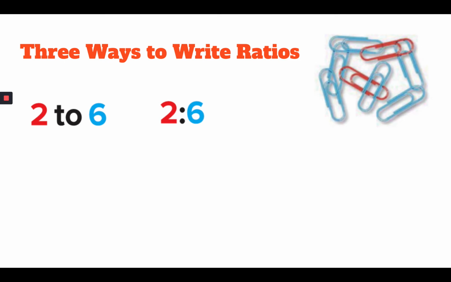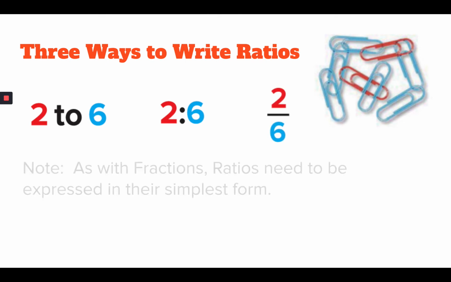You could write 2:6, using the colon. Or you can write it as a fraction, 2 over 6. Again, these are the 3 ways you can write a ratio. Let's see that again because it's important. 2 to 6, so you can write it with word form. 2 red, 6 blue, using the dots, or as a fraction, 2 over 6.